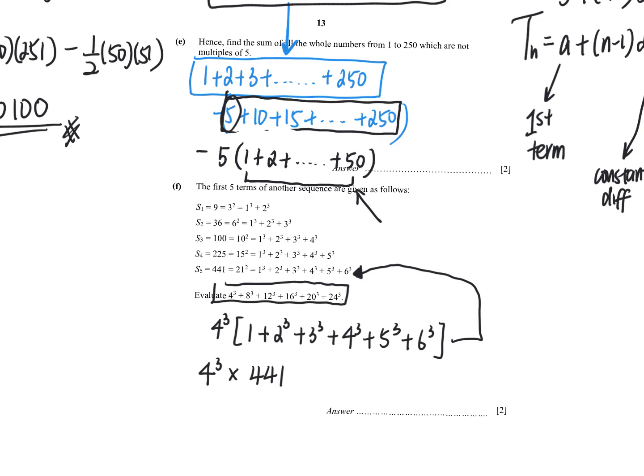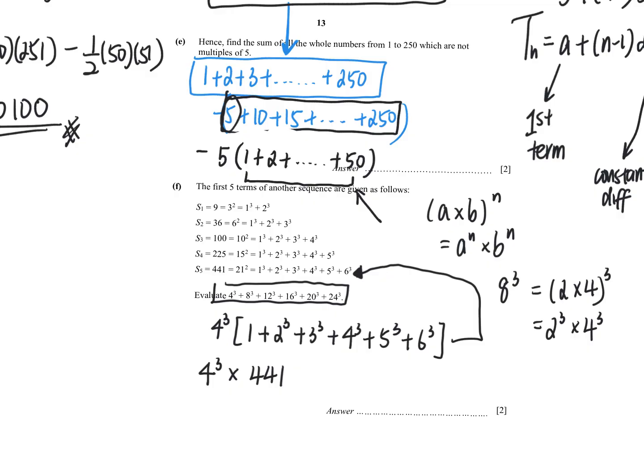Oh, because if you remember, A times B to the power n is A to the n times B to the n. So if I have 8 cube, it's the same as 2 times 4 cube, which is the same as 2 cube times 4 cube. So when I extract the 4 cube out, I'm still left with a 2 cube. Same thing here, when I extract the 4 out, I'm still left with a 2 cube. So these two, I can combine and put them together. This one is indices law. So this one is the final answer, 4 cube.